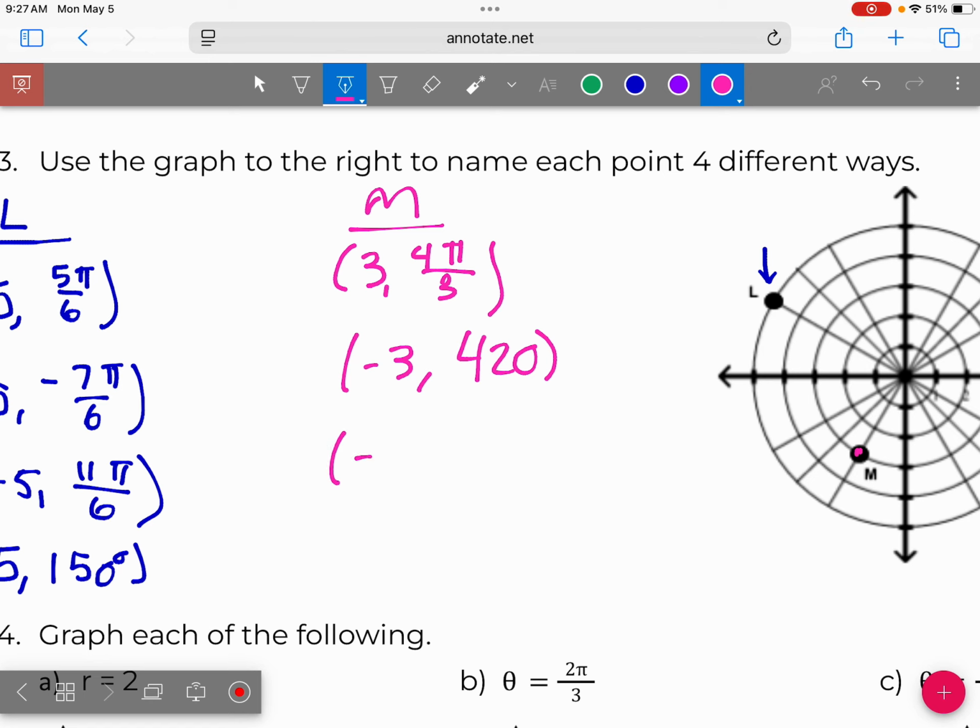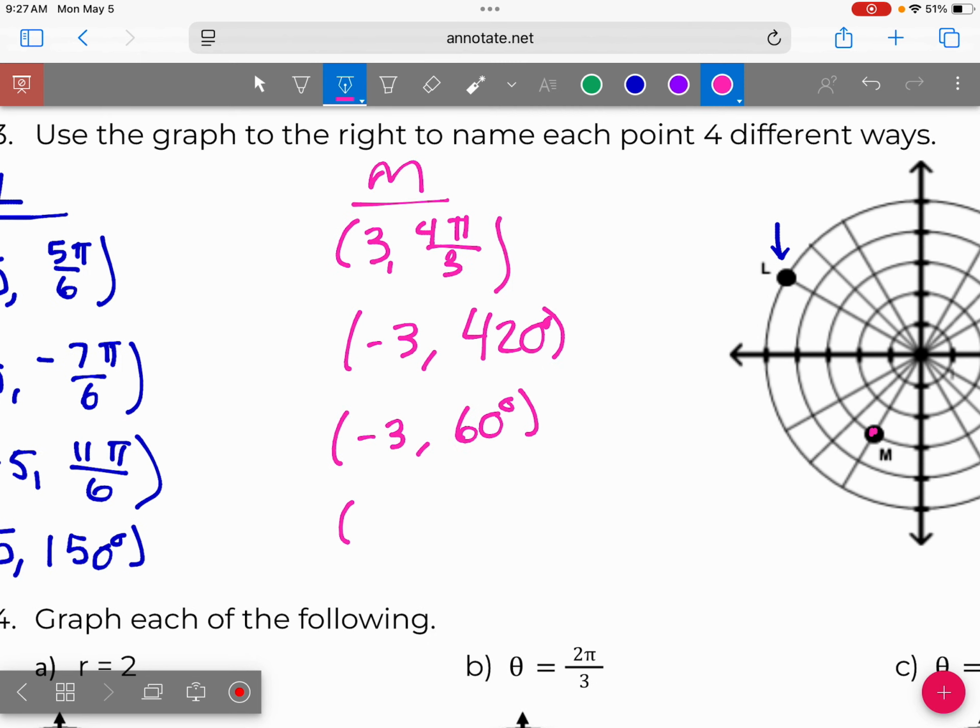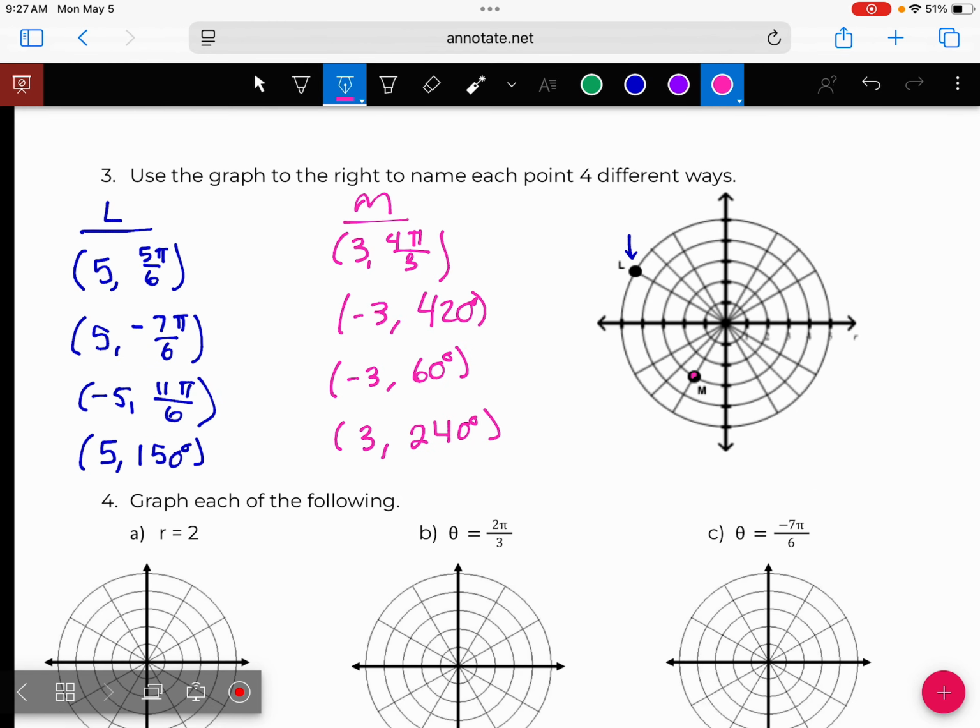We could also do that negative 3 with that 60 degrees. Oh, I need to put the degrees on my 420. Or we could do a positive 3 with our positive angle, putting us down there at 240 degrees. Also valid. Those are all valid ways of doing that. You don't have to do degrees, you don't have to do radians, whichever one we have on these, write them as any points. However works for you, there's a lot of options.